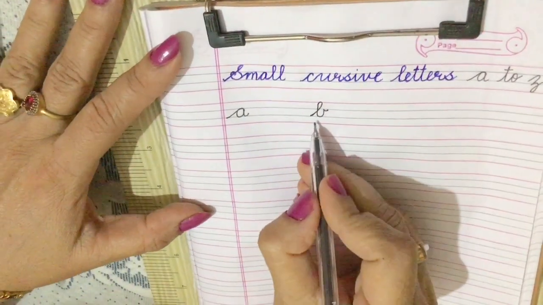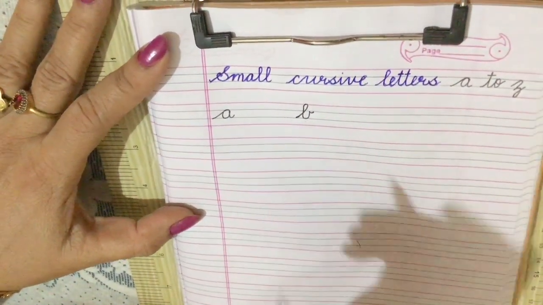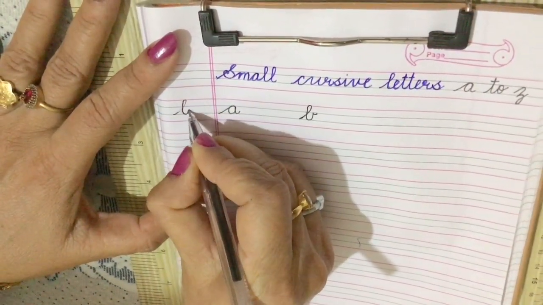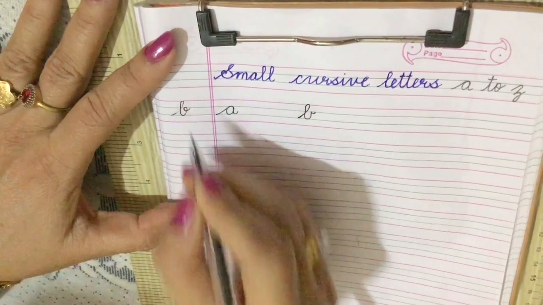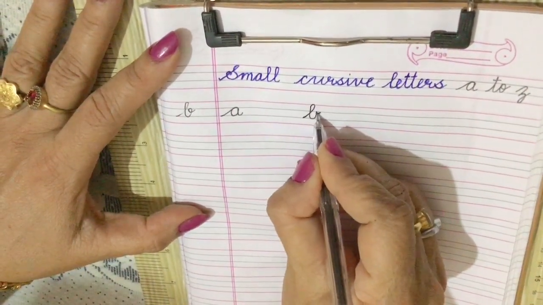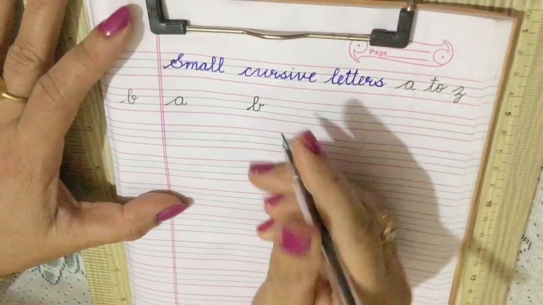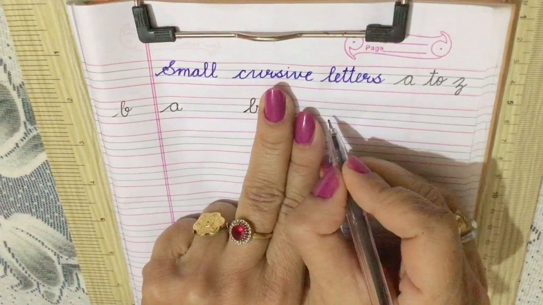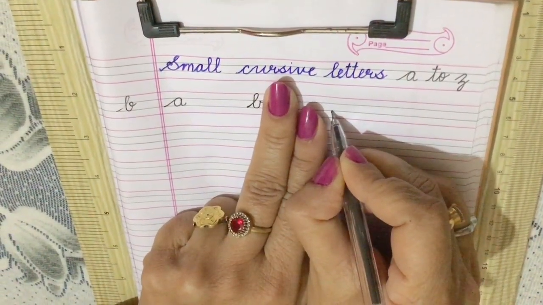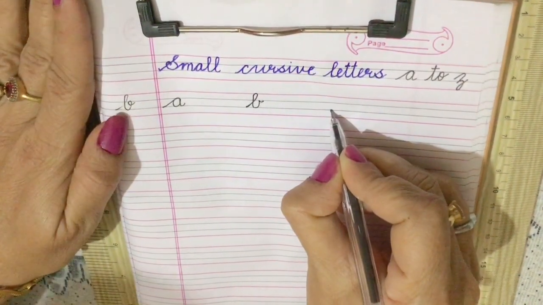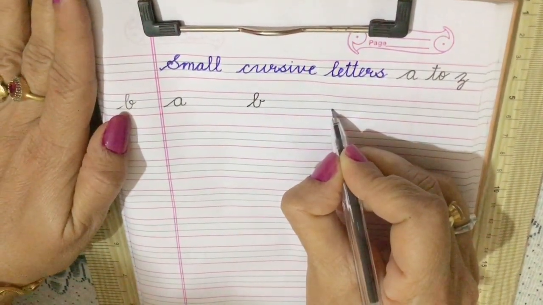One thing you have to remember is that in letter B, you will not make a loop here. You will not make a loop here. You will make only a small curve shape here. After letter B, again put your 2 fingers and put your pencil here. After putting your pencil, pick up your fingers and from here you will write letter C.